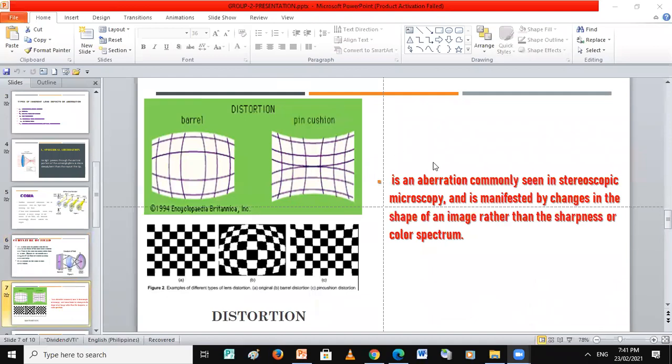The next distortion is an aberration commonly seen in stereoscope microscopy and is manifested by changes in the shape of an image rather than the sharpness or color spectrum.